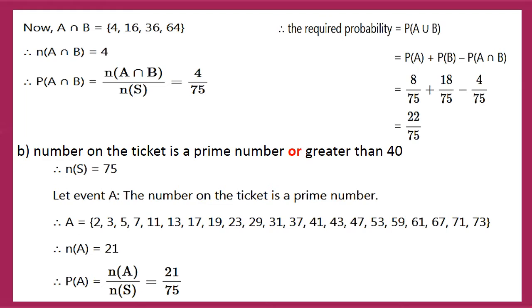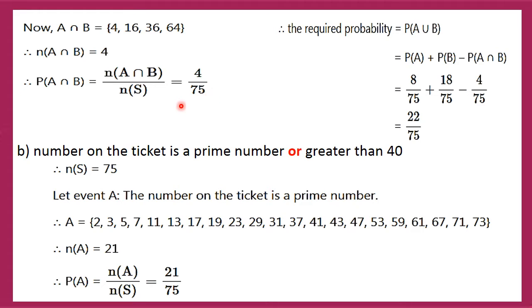Now write the events A and B separately and observe the common elements. We can see that 4, 16, 36, 64 are the common elements of both A and B, that is, the number of elements is equal to 4. So n of A intersection B equal to 4. So we can find the probability P of A intersection B is equal to n of A intersection B divided by n of S, that is equal to 4 upon 75.